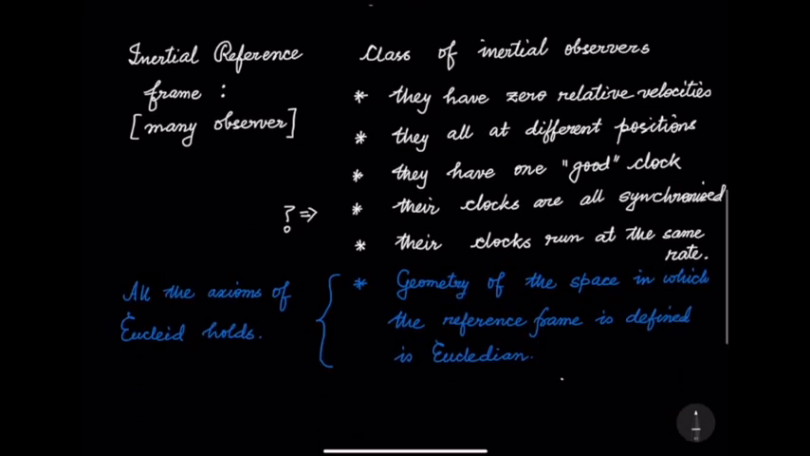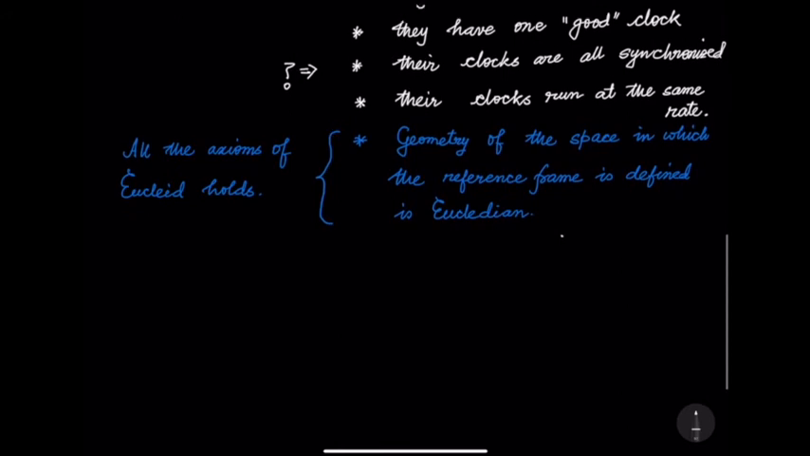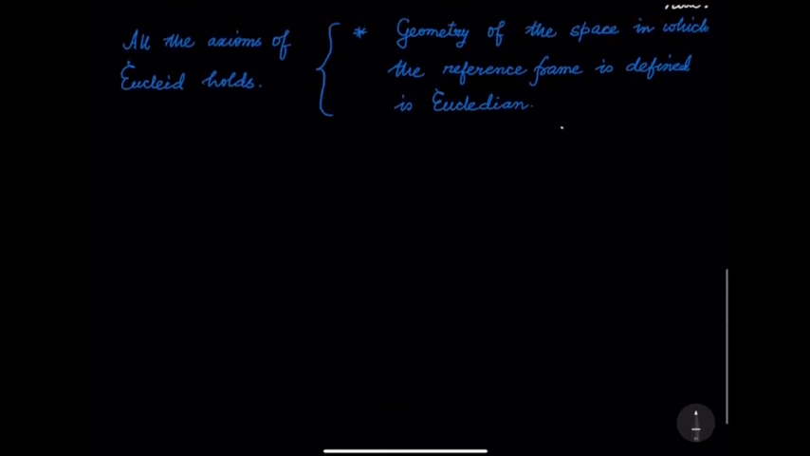So this is how I define an inertial reference frame. For every spatial point in this reference frame, there is one observer. He knows his position and he has a clock, and can measure anything happening there. Let's proceed. The next concept we'll come upon is called an event. An event is something that happens.